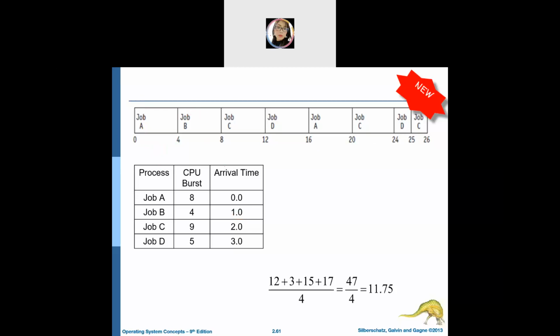For job C, you arrive at 2 seconds, you already arrived, but you start at 8. So how long are you going to wait? 6. After that, you stop again at 12 and start another one at 20. How long do you need to wait to start your process back? 20 minus 12, 8. Then you stop at 24 and continue back at 25. How long do you wait? 1. So you add 6, 8, 1, and get 15.